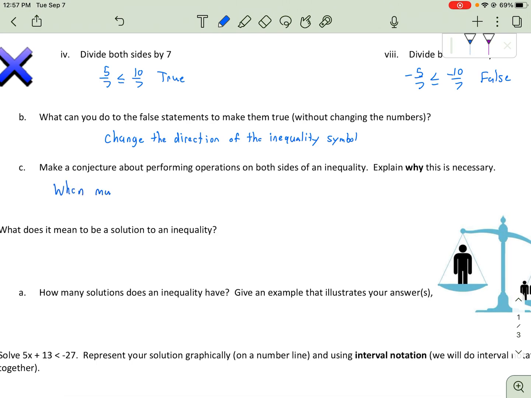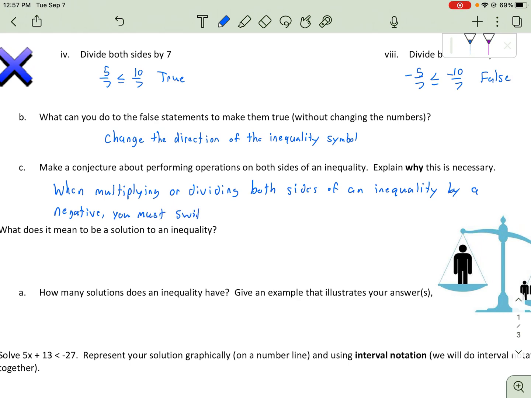When multiplying or dividing both sides of an inequality by a negative number, you must switch the direction of the inequality symbol.